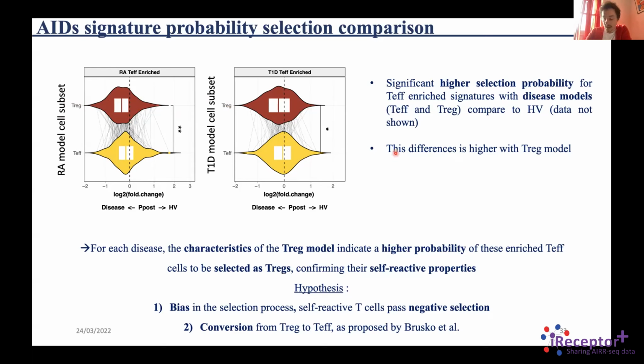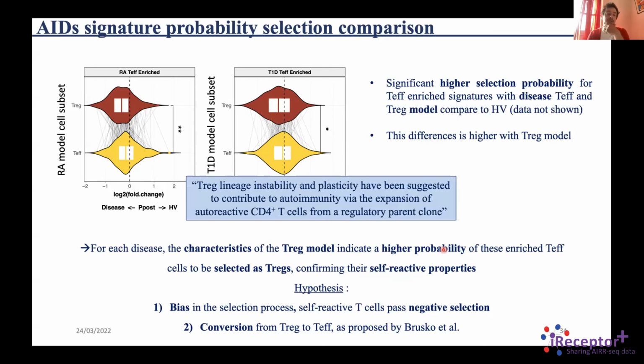And we could hypothesize that we observe here a bias in the selection process, so self-reactive T cells pass negative selection, but also a proposition of Todd Brusco in this paper that is a conversion from regulatory T cells to effector T cells, because the Treg lineage stability and plasticity have been suggested to contribute to autoimmunity via the expansion of autoreactive CD4 T cells from a regulatory parent clone.